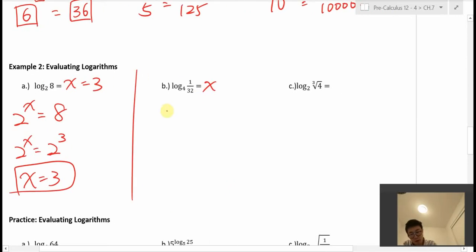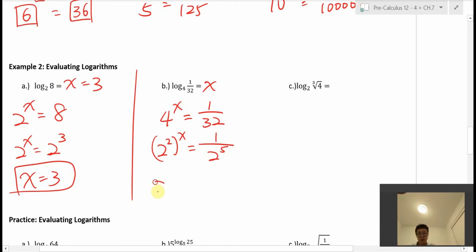And I'm going to say this then means 4 to the power of x is equal to 1 over 32. This is just some exponential function that we can solve by turning both sides into the same base. I need to change both sides to base 2. 4 is the same thing as 2 squared. 1 over 32 is the same thing as 1 over 2 to the power of 5. That means this is 2 to the power of 2x. This can be written as 2 to the power of negative 5.